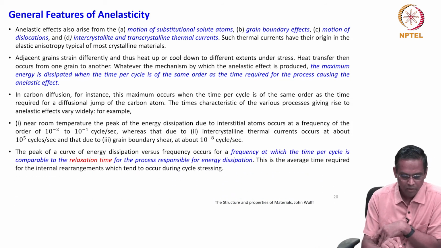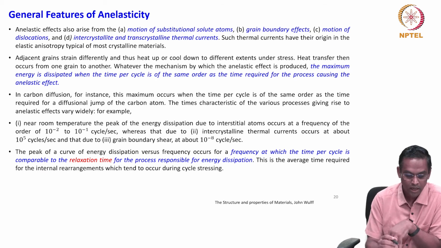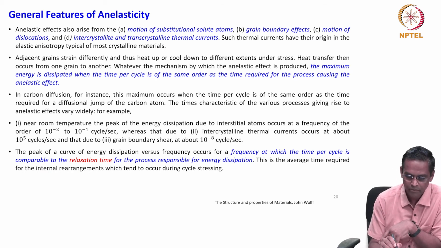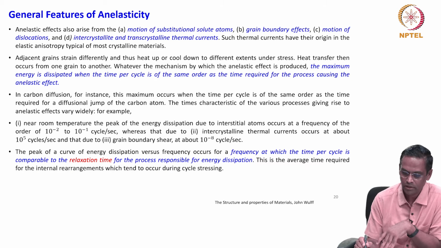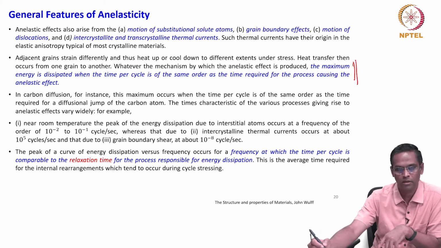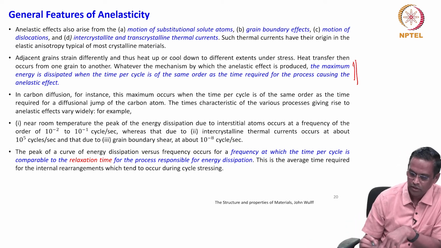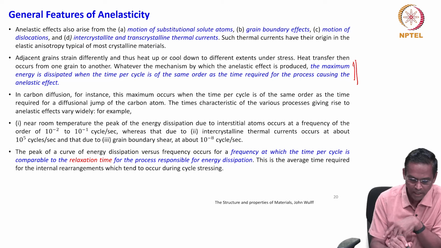The peak of a curve of energy dissipation versus frequency, this is what we have seen already, occurs for a frequency at which the time per cycle is comparable to the relaxation time for the process responsible for the energy dissipation. So, this point is almost what we have just made a statement about just before. So, now to have some more clarity, we are bringing another parameter called relaxation time.